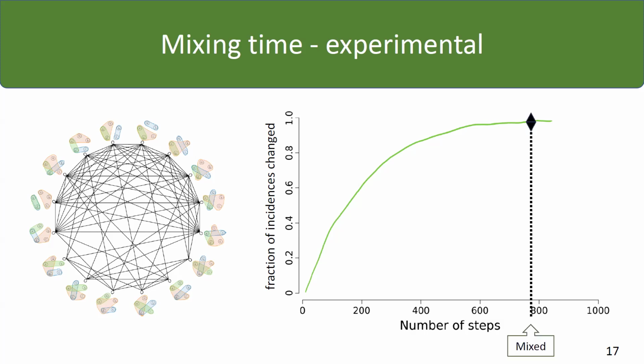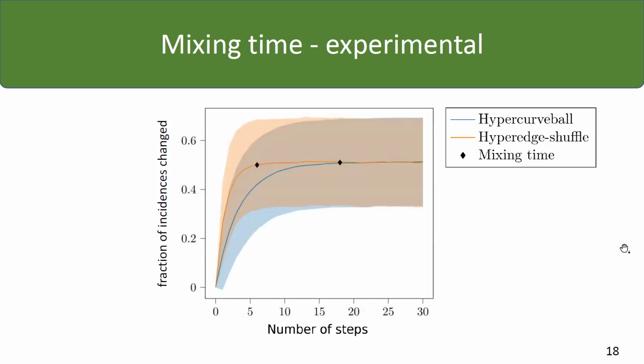All right, so we did this. And the point at which it seems to converge, this is where we say that the system has mixed. So this is the number of steps that you need to perform for this specific system. We did this experiment for both the hypercurveball and the hyperedge shuffle algorithm, and these are the results.